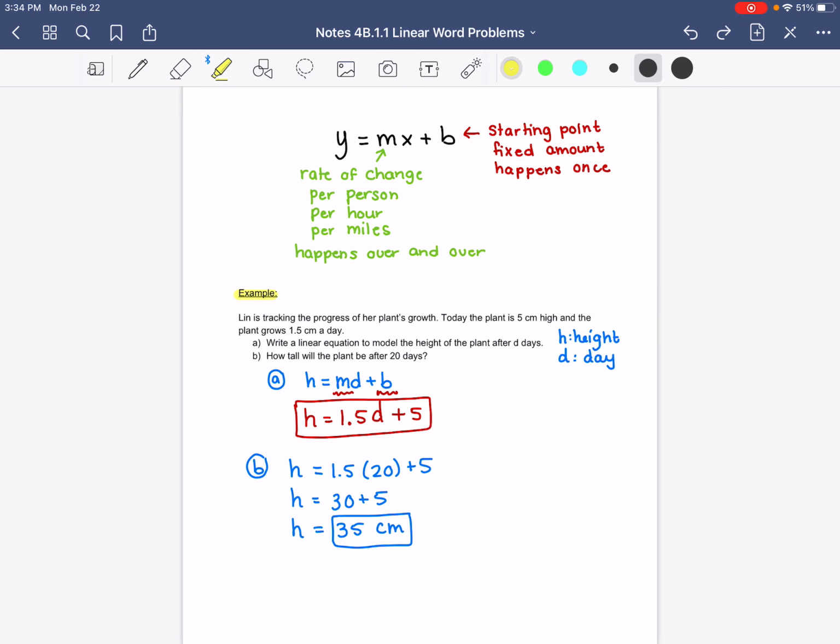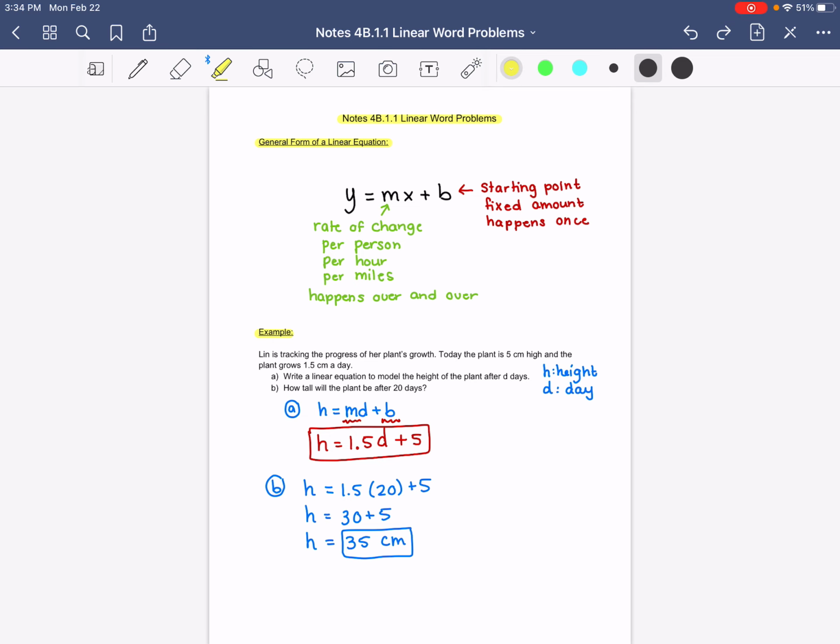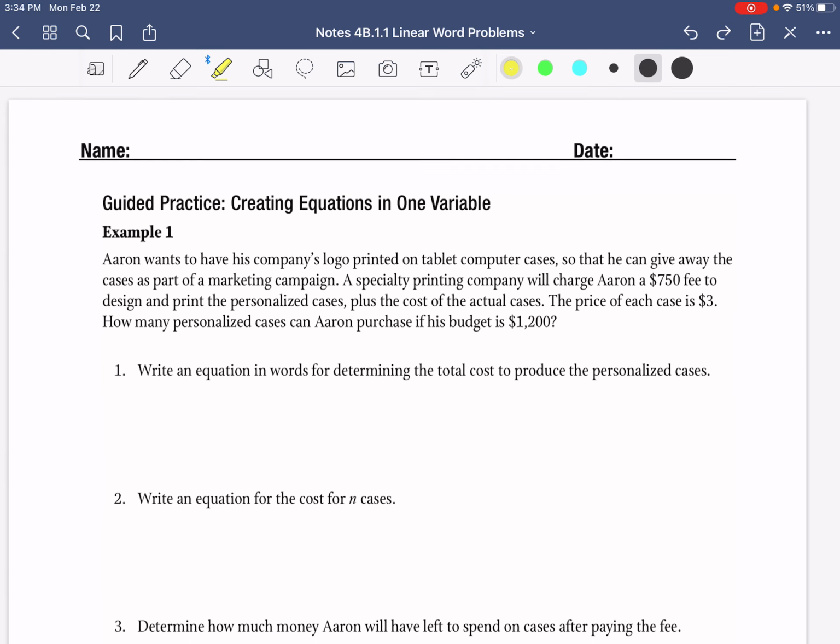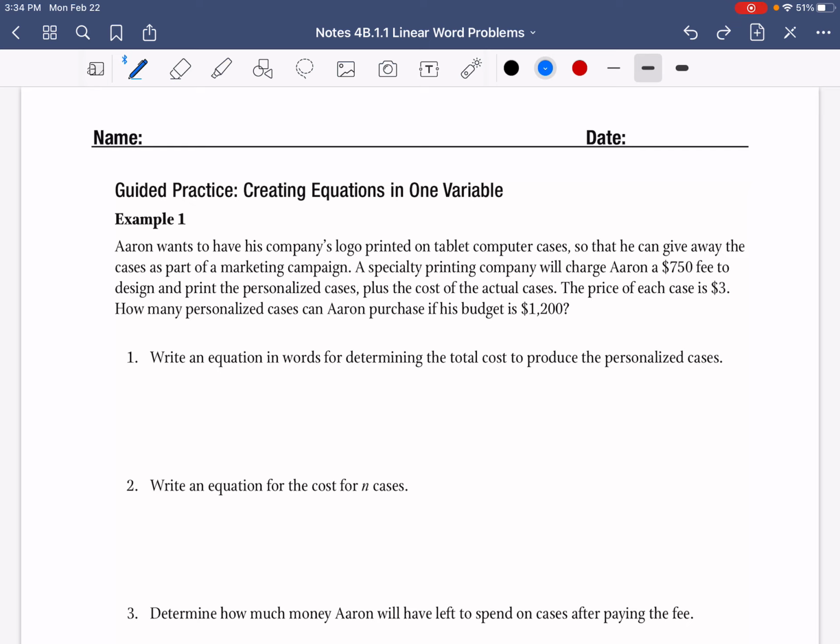All right, let's go ahead and get our Unit 4B workbook. This is Unit 4B, and we're going to be on page 9. Unit 4B, we're starting off on page 9.